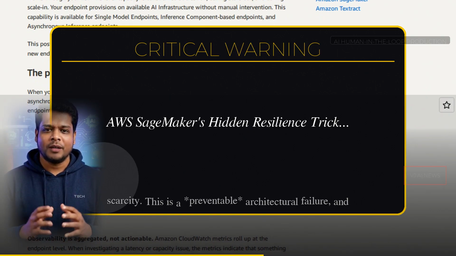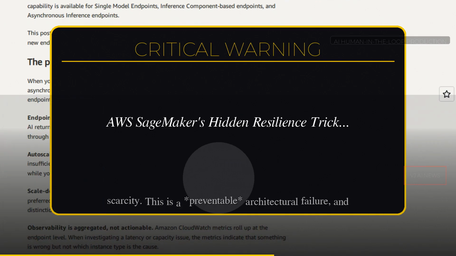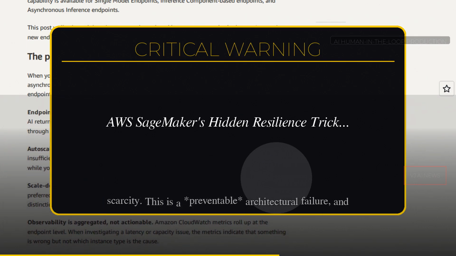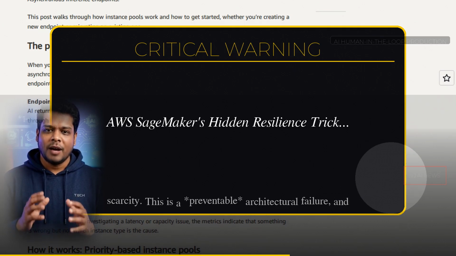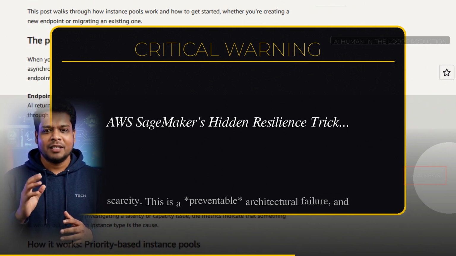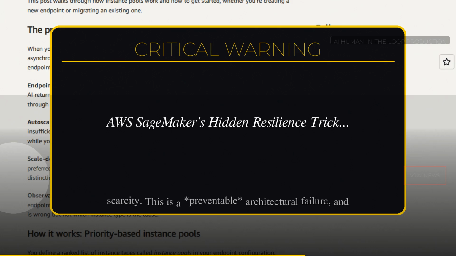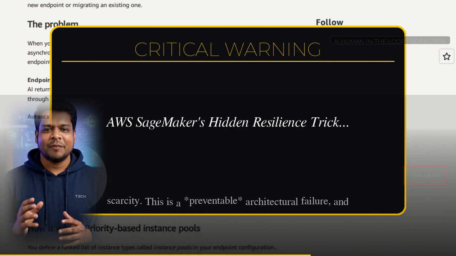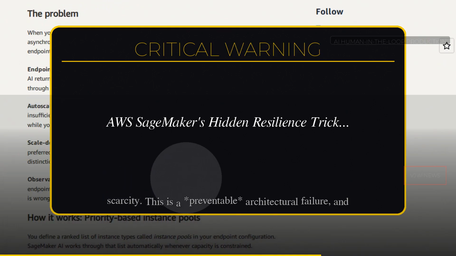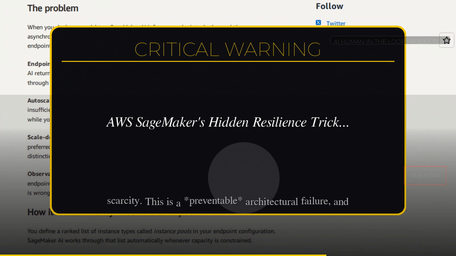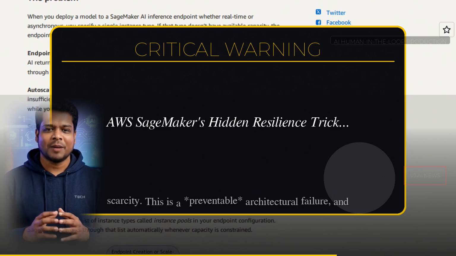Here's the workflow. It is incredibly simple. In your SageMaker endpoint configuration, under production variants, you define your model. Instead of a single instance type, you define an instance type alternatives list. That's it. First entry, your ideal price-performance GPU. Second entry, your reliable, widely available fallback. Third, your break-glass-in-case-of-emergency instance. Deploy it, and SageMaker's control plane handles the rest. No more manual intervention during a capacity crunch.